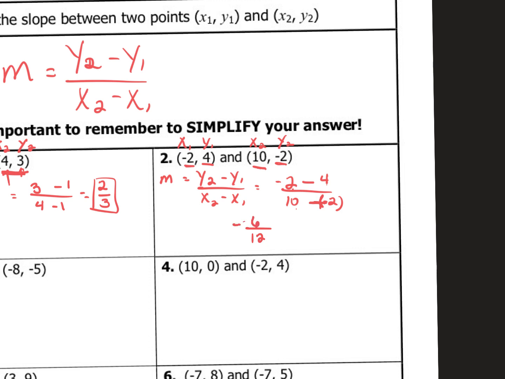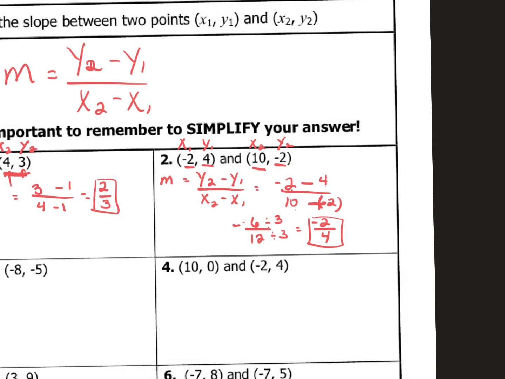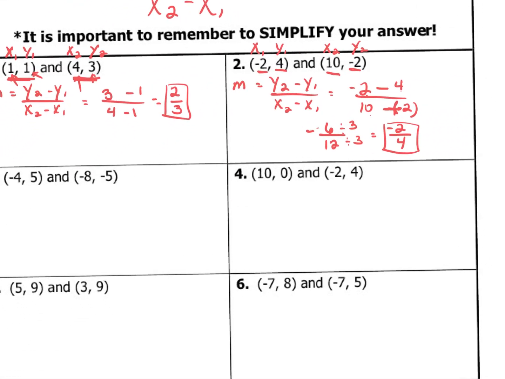And then we must simplify our fractions. So we're going to divide by the largest number that goes into both, which is 3. So that's negative 2 over 4. And that is the slope. The slope can be positive. It can be negative. What it can never be is a mixed number or a decimal.